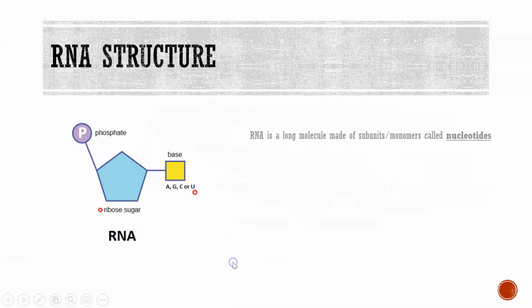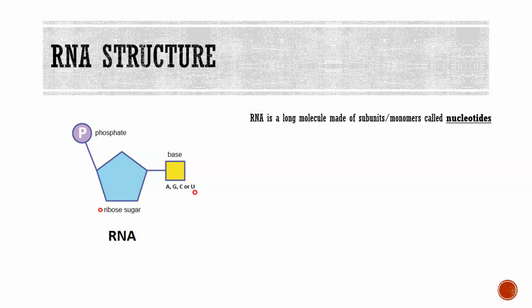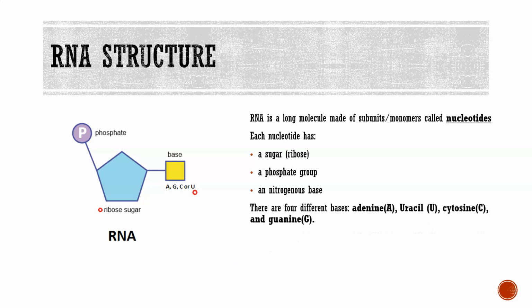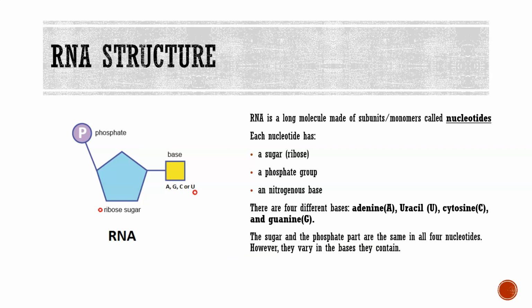Now, when we look at the structure of RNA, RNA again is a polymer of nucleotides. Each nucleotide has got a sugar again, but in this case it's ribose sugar. It's got a phosphate group, and the RNA monomers, so nucleotides, have nitrogenous bases, the same as DNA. Now we've got four bases here. We've got adenine, and instead of thymine, we've got uracil, cytosine, and guanine. The sugar and phosphate part are the same in all of the nucleotides, but just like in our DNA, it's the bases that make them different.